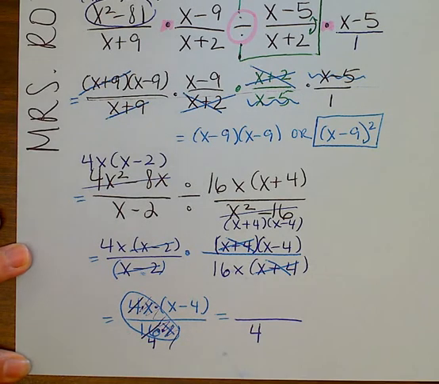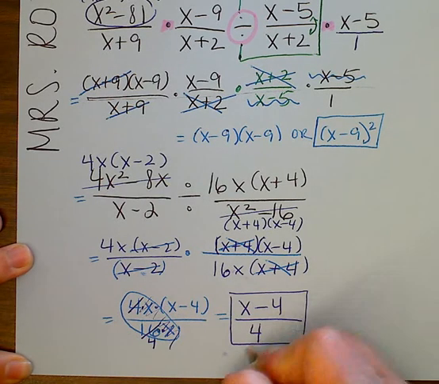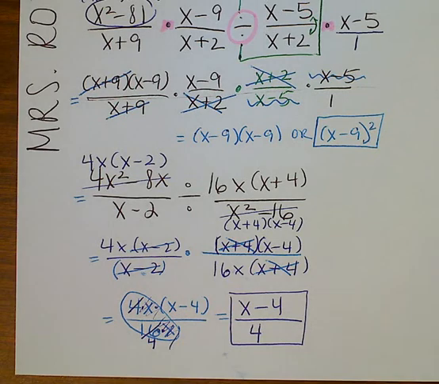Keep it in the denominator. Up on top I have x minus 4. And again, don't cancel those 4's because it's grouped together with a minus sign.